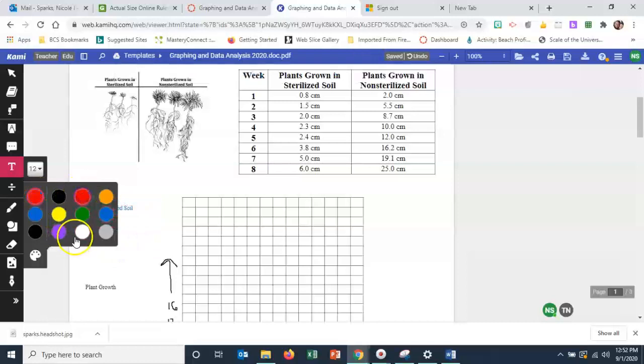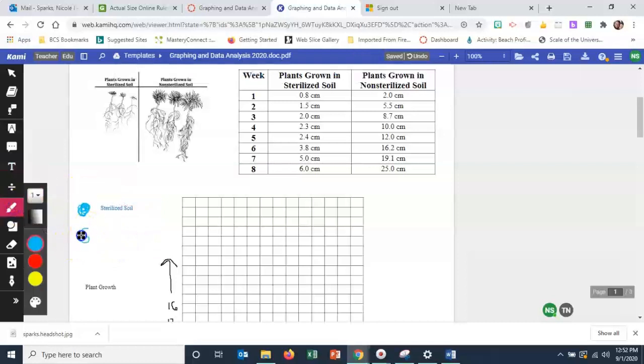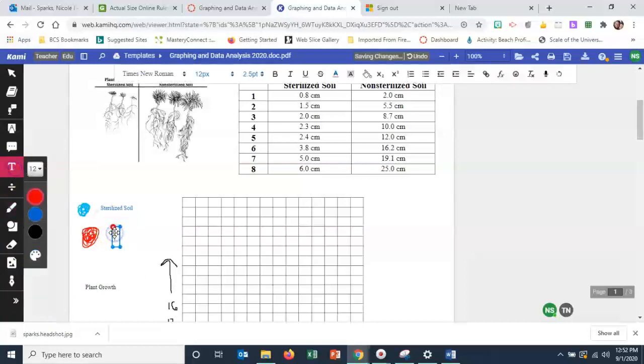And now pick a new color. It's going to be one of those days, huh? But there we go. And that's going to represent my non-sterile. A little bit bigger. There we go. So now I have a key.